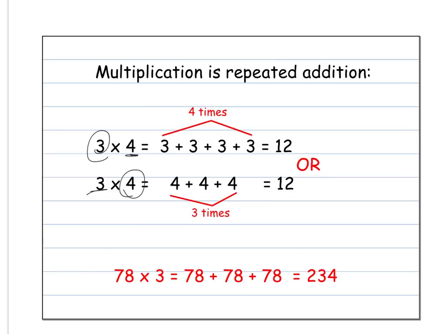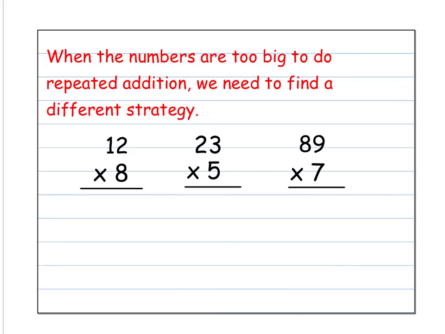Okay, same thing with 78 times 3. We're taking 78 and adding it together 3 times, and that equals 234. And again, you could go the other way and take 3 and add it to itself 78 times, but that seems a little redundant. All right, now you could always do that repeated addition, but sometimes the numbers are too big to do that, and so we need to find a different strategy, and that's where we use our long multiplication.